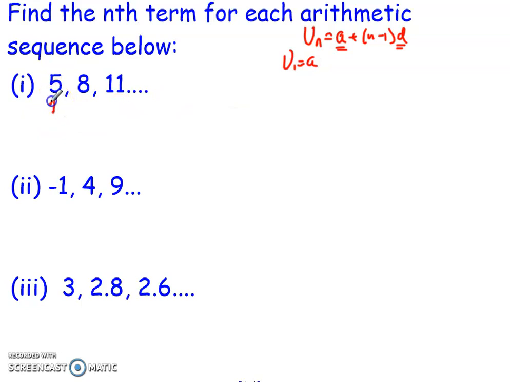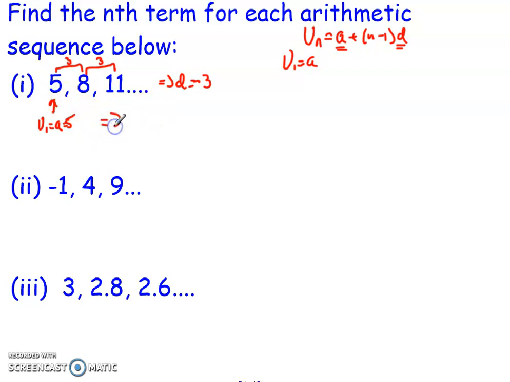So for this sequence here I start at 5, so u1, which is equal to a, is 5. I then have to look at my common difference, which is the difference between each term as I move up or down the sequence. Well, 5 to 8 is 3, 8 to 11 is 3, so I know then that my common difference, d, is equal to 3. Just look at the difference between consecutive terms within the sequence. So I would do 11 take away 8, I'd do 8 take away 5. That's where I'd get that from.